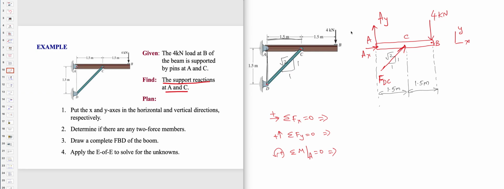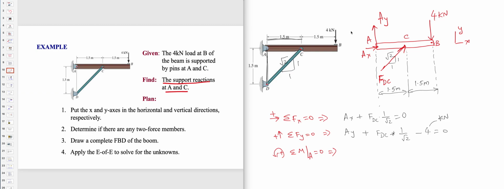So give me sum of all the forces in X, nothing but AX plus FDC times 1 over square root 2. So the component of FDC along x-axis, both are positive, equal to 0. Sigma Fy is positive AY, positive FDC times 1 over square root 2 minus 4 is equal to 0. By the way, this is 4 kilonewton. We have to remember that.